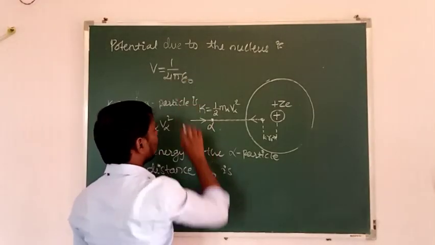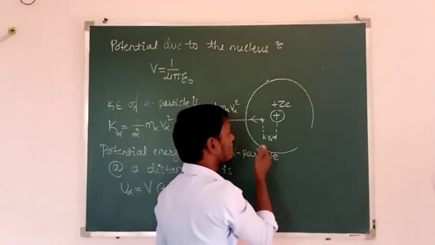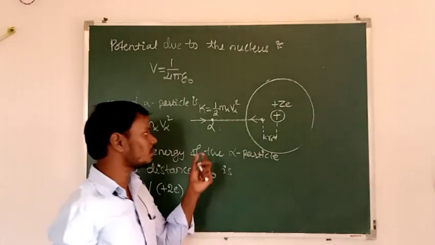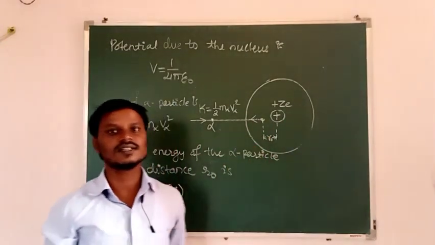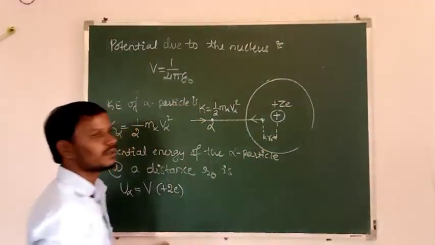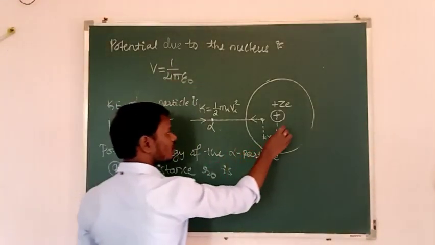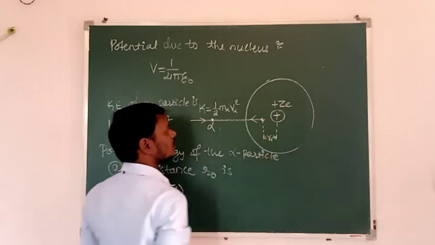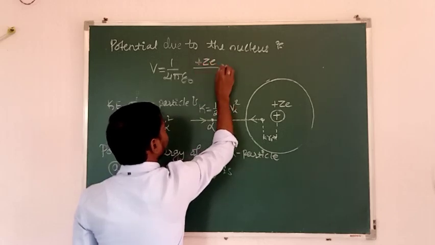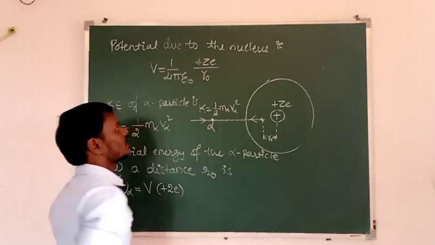Epsilon naught is the permittivity of free space, because almost all of an atom is empty space, and its entire positive charge is concentrated at its center. Okay, that is why we are going to use the permittivity of free space, that is 1 by 4 pi epsilon naught into, which is the source charge here, the nucleus. Charge on the nucleus is plus Ze divided by the distance of the potential from the nucleus, that is r naught.